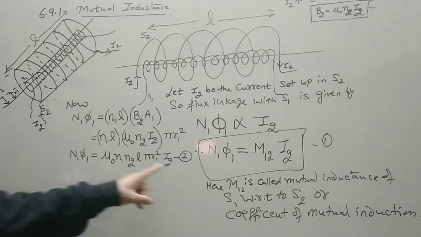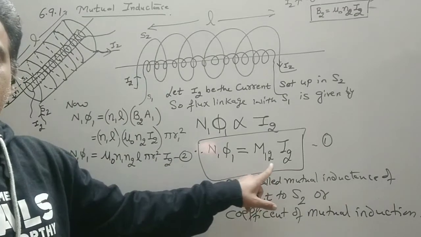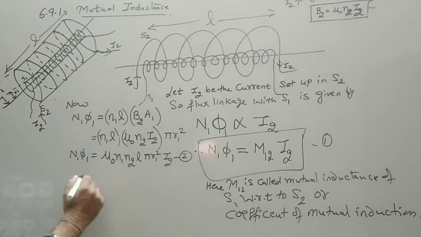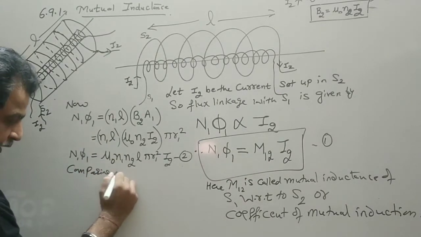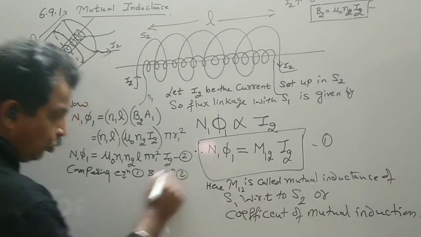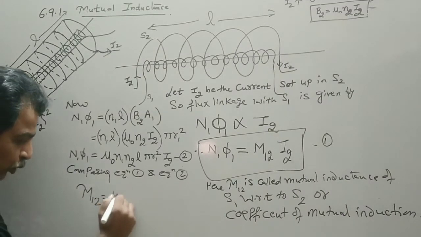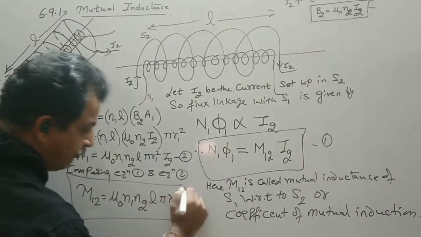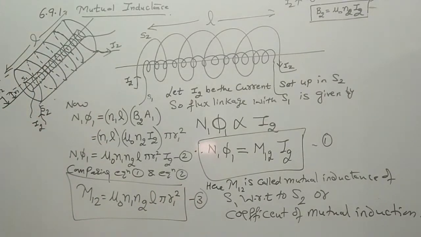If I divide this N1 phi 1 by I2, that is M12. So we derived the formula for mutual inductance, or compare equation 1 and 2. Comparing equation 1 and equation 2, we find that M12 is equal to mu naught N1 N2 times the length of the solenoid times pi R1 square. This is the formula for the mutual inductance of S1 with respect to S2. It is also called the coefficient of mutual induction. So this is M12.